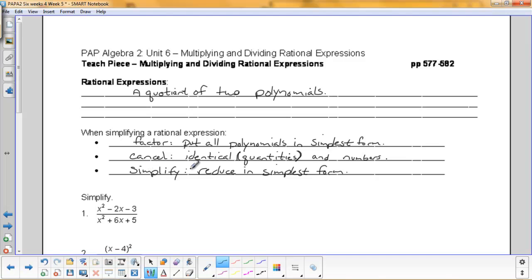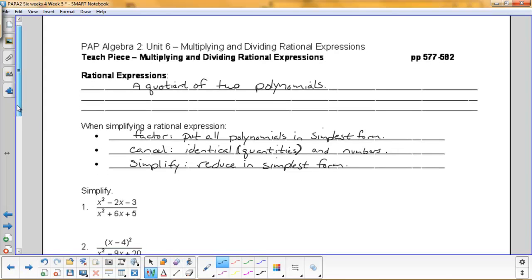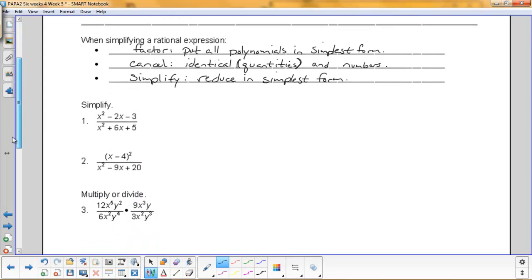All right, and finally, you're going to simplify. And simplifying simply means that you're going to reduce all of your numbers into their simplest form. We're going to practice this a couple of times, then we'll move into multiplication and division.